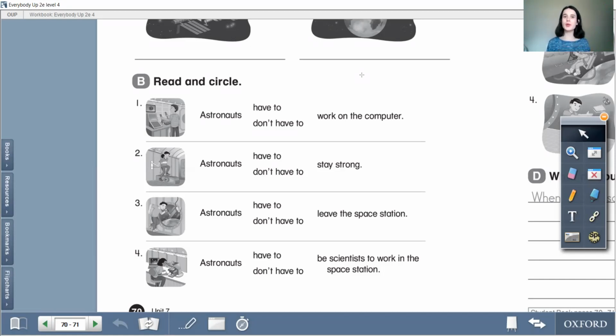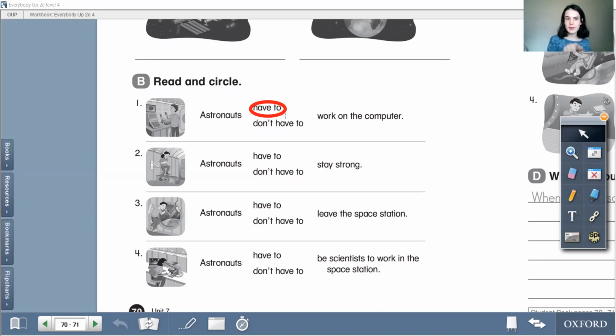Astronauts have to work on the computer. Astronauts don't have to work on the computer. So which one is correct? Of course, astronauts have to work on the computer, right? Great job, kids. Okay, astronauts have to work on the computer. Great job. Second one, look at it.